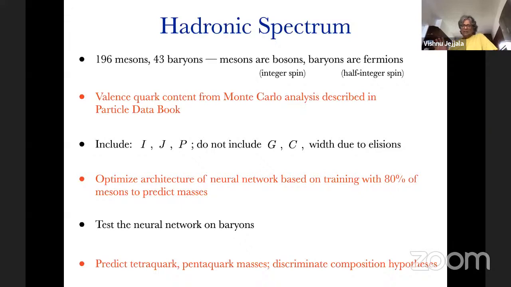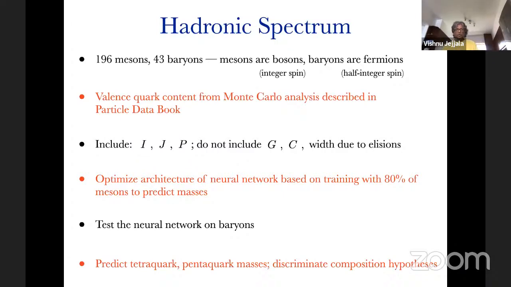So the idea is that we'll have 196 mesons and 43 baryons whose properties we take from the Particle Data Book. And we'll include the properties that we have for as large a data set as possible. So we'll include isospin, angular momentum, and parity. We don't include G parity. We don't include charge parity. We don't include width due to incompleteness in the data set.